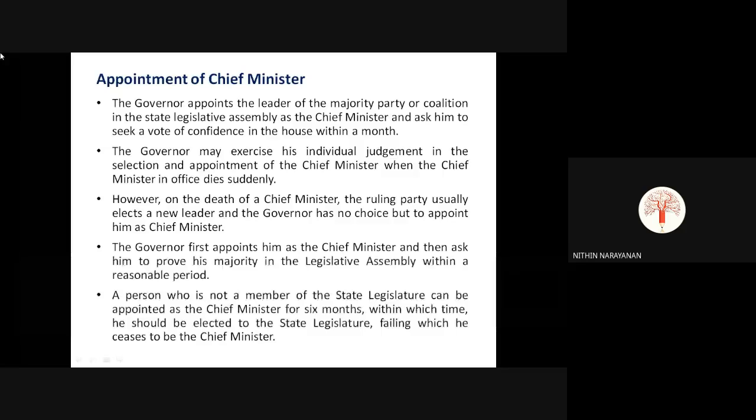A person who is not a member of the state legislature can be appointed as a chief minister for 6 months, within which he should be elected to the state legislature, failing which he ceases to be the chief minister. Similarly, സെൻട്രലിലേക്ക് നമുക്ക് പ്രൈം മിനിസ്റ്റർ കാൻഡിഡേറ്റിനെ സെലക്ട് ചെയ്യുന്ന പോലെ പ്രസിഡന്റ്, ഹിയർ ഓൾസോ the governor can appoint any member outside the state legislative assembly as the chief minister of the state for a period of 6 months only.